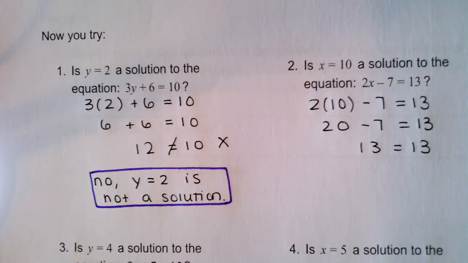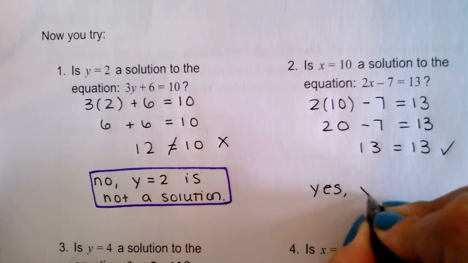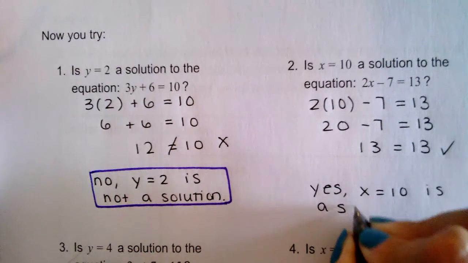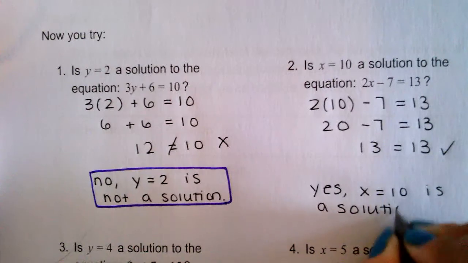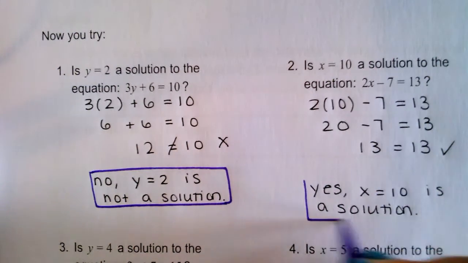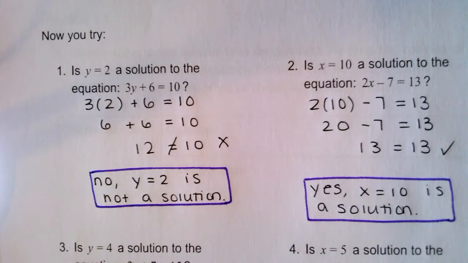Now, we have to check, is 13 the same number as 13? And in this case, we finally see one where yes, it is, right? So that means that yes, x equals 10 is a solution. We can put a box around that. So we finally saw an example of a yes, is when they come out to be the same number.